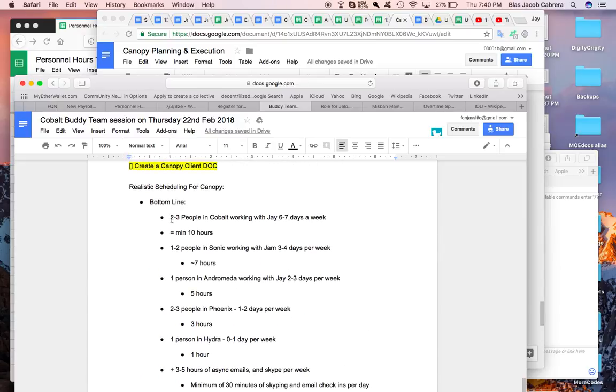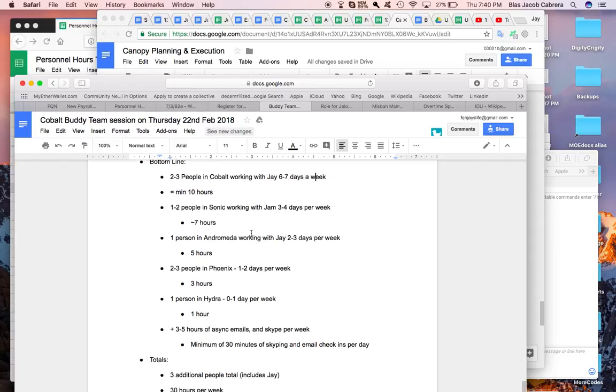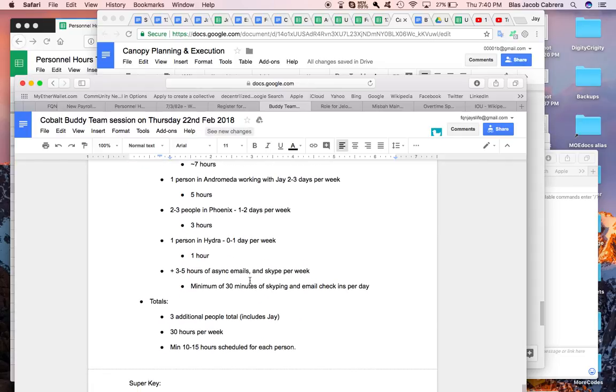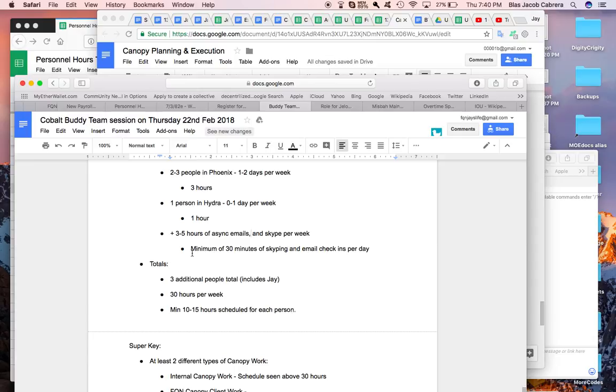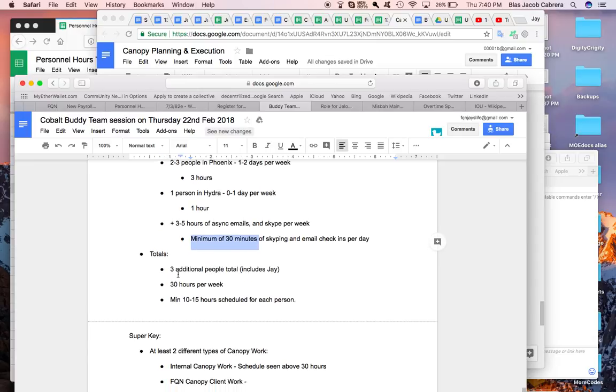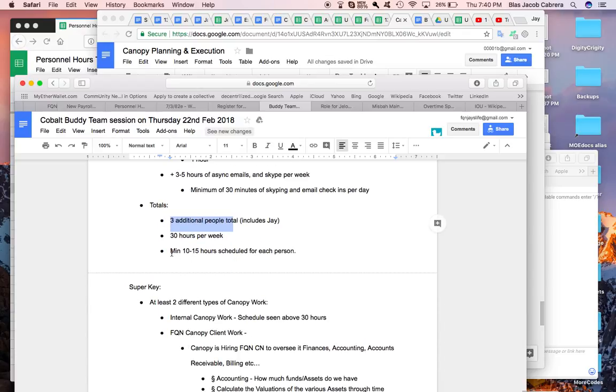So we need 2 to 3 people on Cobalt 6 to 7 days a week, right? And it goes through all of the different times. So it's a minimum of 30 hours per week that we need with 3 people, including myself, so 2 to 3 people, and then a minimum of 10 to 15 hours scheduled for each person, up to easily 30 plus hours per person.